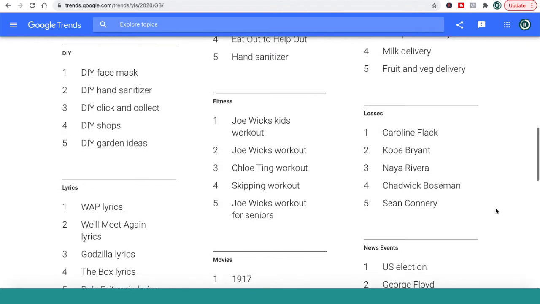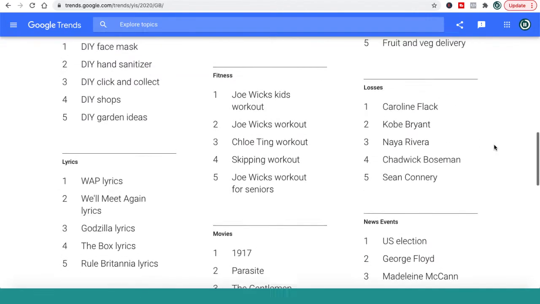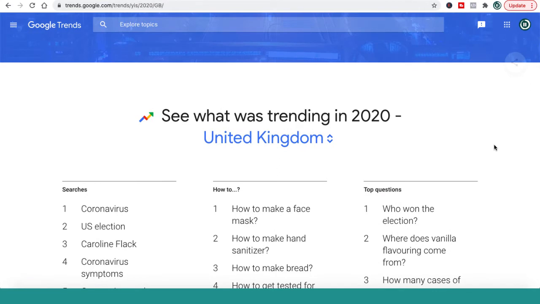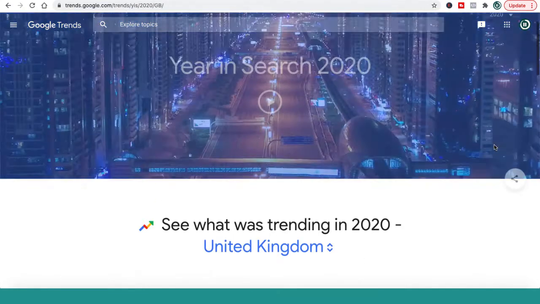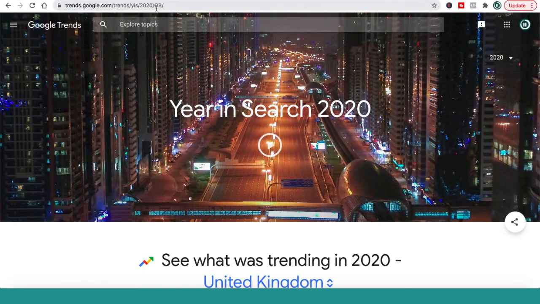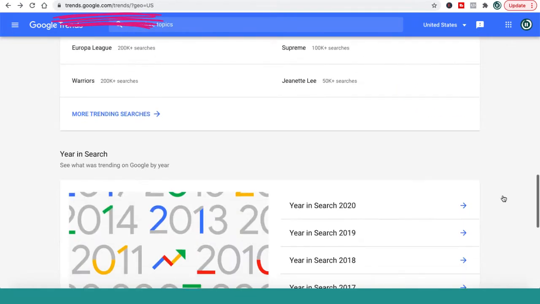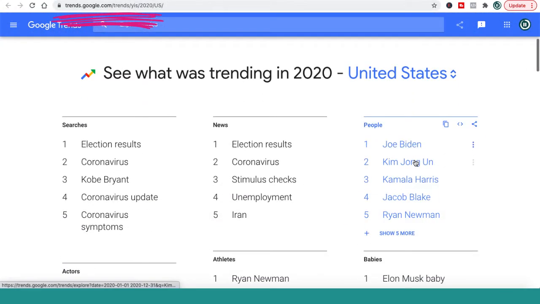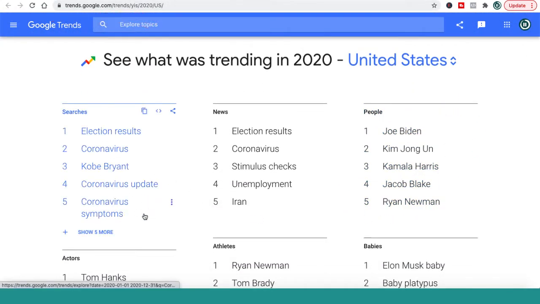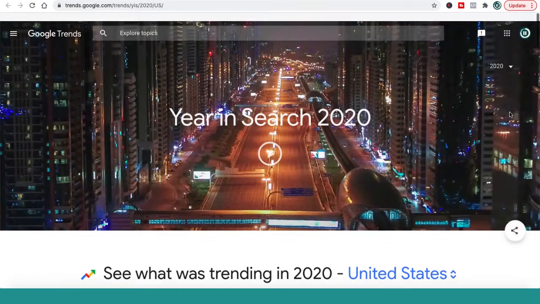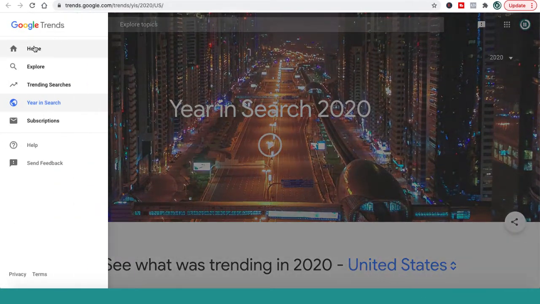Losses were Sean Connery, Chadwick. It's really interesting to see what people are searching, because you're going to want to include this kind of information if you want people to search for your course and be relevant. It's quite important for SEO. Looking at the USA in 2020, in our Google bar at the top, we can see we're looking at the US. Coronavirus was the main search. Athletes, actors, and now we would simply go back home. So how can you include this in your course? This is what we're obviously going to be looking at now.